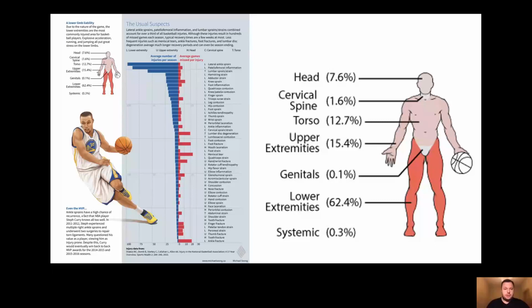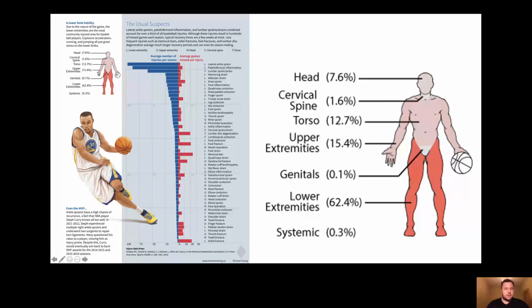It's very interesting that usually the most popular injuries are ankle sprain, patellofemoral inflammation, lumbar sprain or strain, hamstrings, and so on. But these are the injuries which were not leading to missing the game. So what kind of causes are missing the game? It's lumbar disc degeneration, foot fractures, meniscal tears, ankle fractures, and other things. So actually we see that it's a little bit different situation.